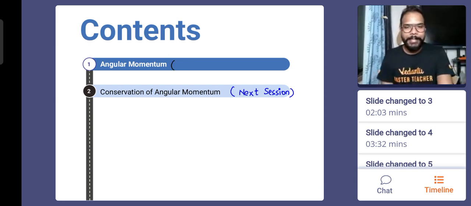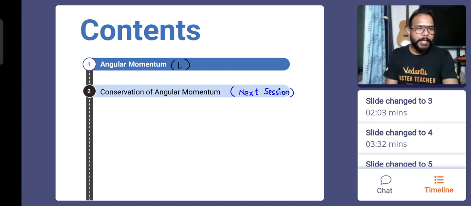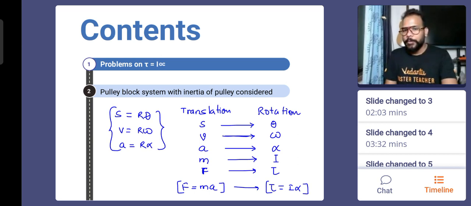Now we are going to learn angular momentum. Angular momentum is represented by capital L first of all, and it does a similar job as is done by linear momentum. That means, if I take you back to this page, in this list, if I add linear momentum here, this job will be done by angular momentum here.